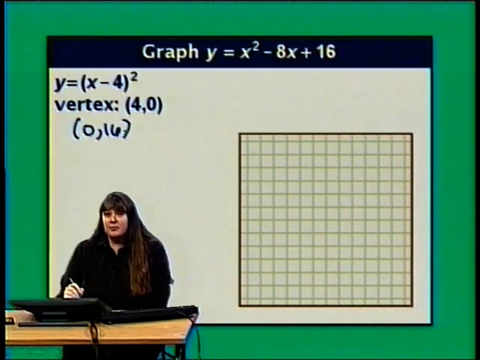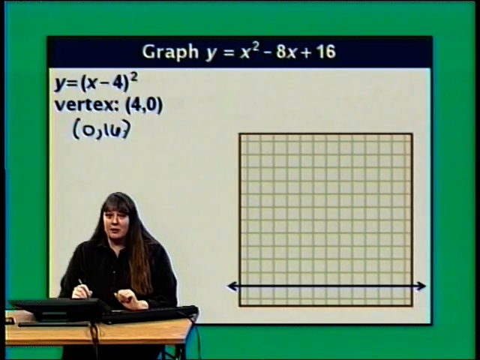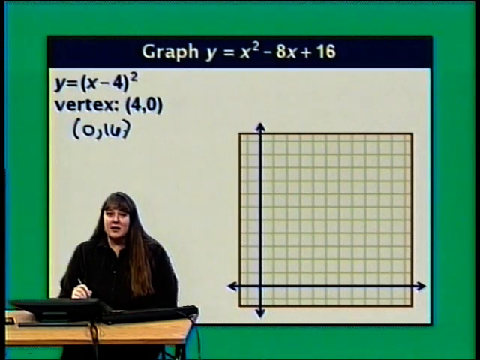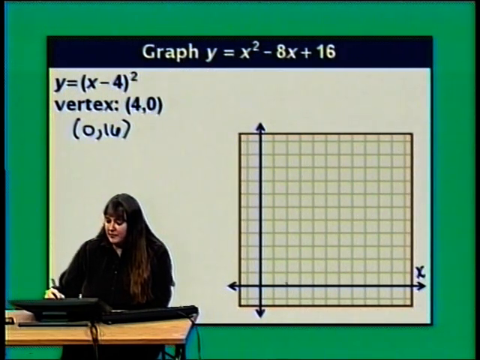Well, knowing that I need to plot the points 4, 0 and 0, 16, I think I'm going to put my x-axis close to the bottom of the grid and my y-axis close to the left of the grid. Now I need to think about scale. Well, I think I can scale the x-axis just by ones.